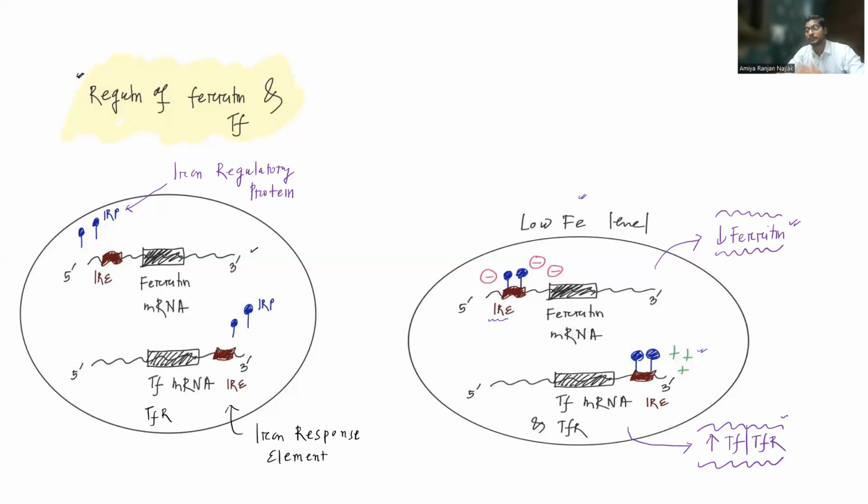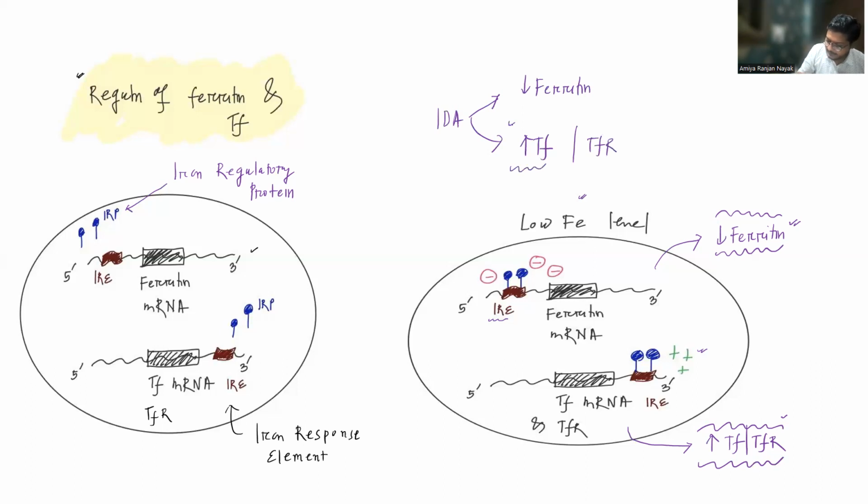So ferritins will reduce and the transferrin and transferrin receptors will increase. From this you can understand why in iron deficiency anemia we will have a low serum ferritin. So in IDA, you are going to get low ferritin and you are going to have increased transferrin and transferrin receptor.